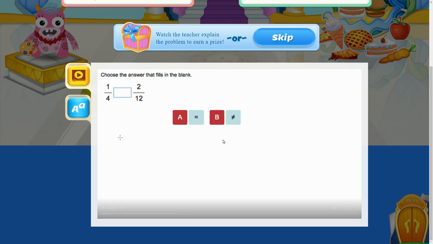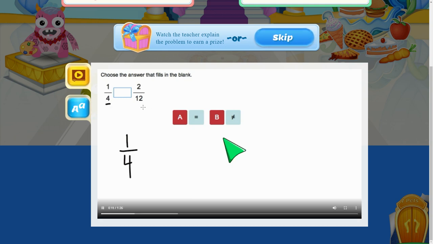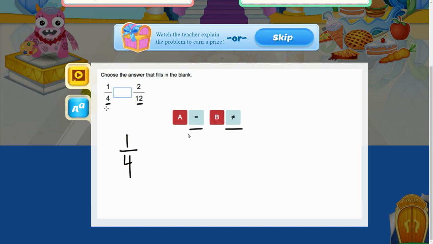Choose the answer that fills in the blank. So we have 1/4 and 2/12. So our denominators are 4 and 12. And in order to figure out if they are equal or unequal, we need to match the denominators. Those are the bottom numbers. So 4 times what number will equal 12? Well, the answer is 3. So we have to multiply this fraction by 3/3.